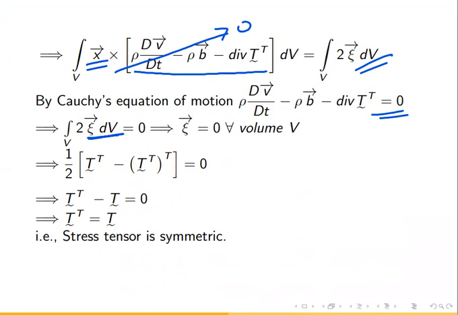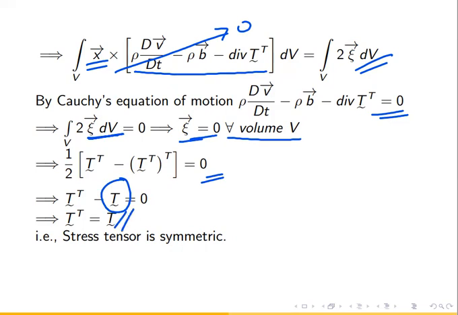Right? So when can this happen? It can happen only when the integrand xi equals 0, and that is happening for all the volumes. Since our volume V is arbitrary, it has to happen for all arbitrary volumes, so the integrand xi has to be equal to 0. And what is xi? Xi is nothing but half T transpose minus T transpose transpose equal to 0. And what is T transpose transpose? It is nothing but T itself. So T transpose equal to T.